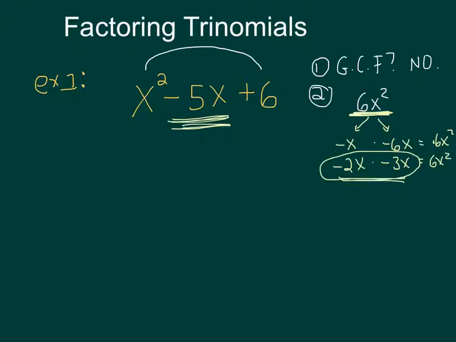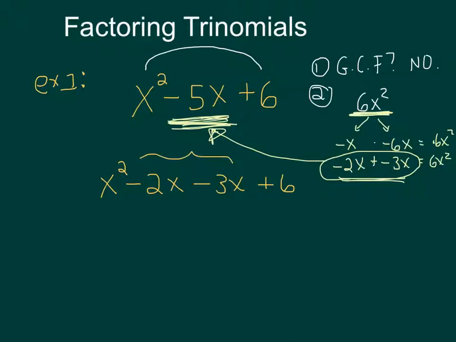I choose that, and what I'm allowed to do is substitute negative 2x plus negative 3x in for negative 5x. And I'm going to rewrite that expression. So it's going to be x squared minus 2x minus 3x plus 6, right? Negative 2x minus 3x is negative 5x. We're all set.